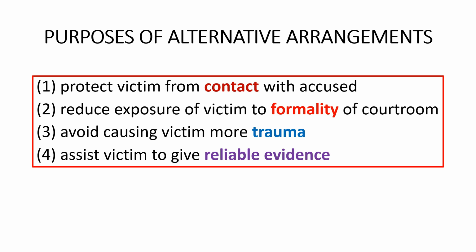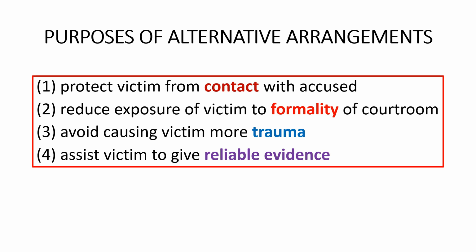The third purpose of alternative arrangements is to avoid causing the victim more trauma. The victim has already gone through the trauma of the sexual or family violence offence. In the courtroom proceedings, the victim is being required to relive the offence when the victim gives evidence about the offence, and that runs the risk of causing more trauma to the victim. So alternative arrangements are designed to try and minimise the trauma that the victim goes through in giving evidence about the offences that have occurred.